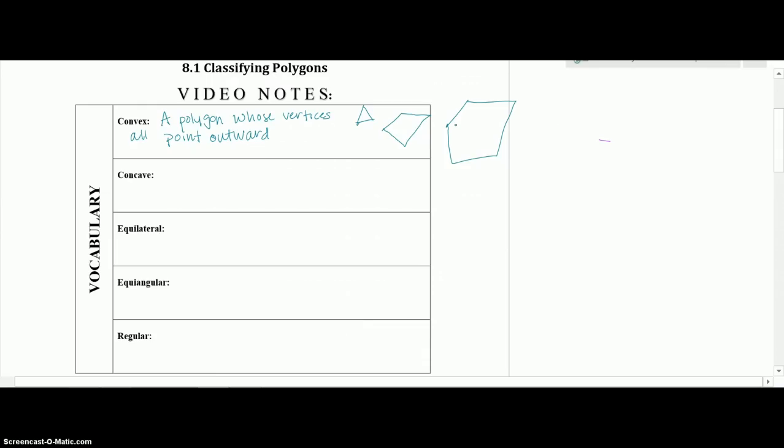If a polygon is concave, that means it is not convex. It caves in on itself, in other words. So if we draw another pentagon, this time the pentagon is concave because if you notice, it caves in on itself right here. So this vertex is not pointing outward. If you want a formal definition, you can check out your book, but I think that these are good definitions just in plain words.